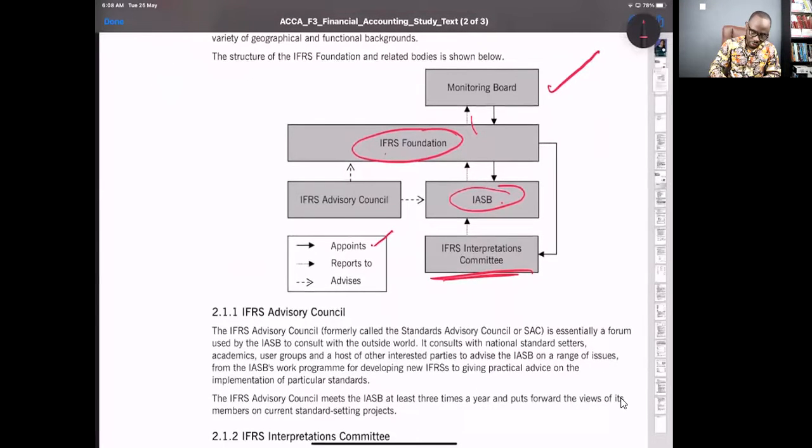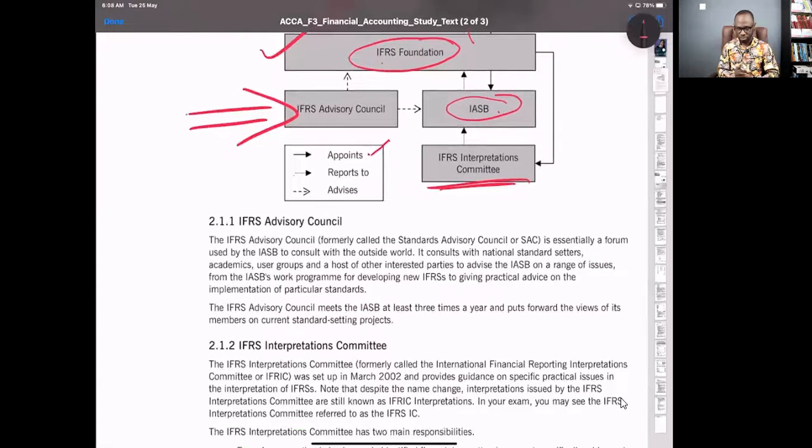So let's look at the foundation. Let's look at the advisory council. The IFRS Advisory Council, formerly known as the SAC, Standards Advisory Council, is essentially a forum used by the International Accounting Standard Board to consult with the outside world. It consults with national standard setters, academics, user groups, and a host of other interested parties to advise the IASB on a range of issues, from the IASB's work program for developing new standards to giving practical advice on the implementation of particular standards.